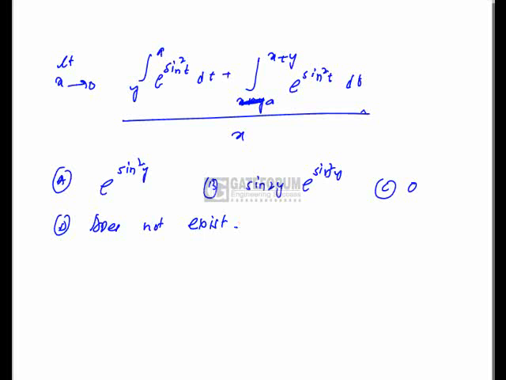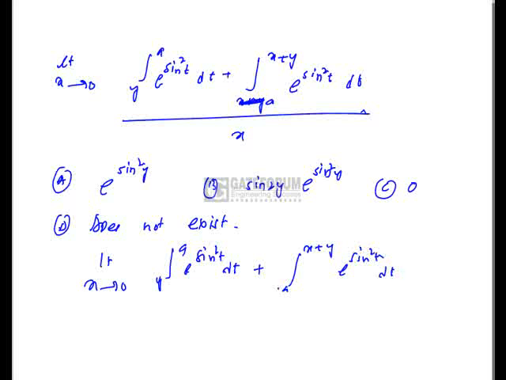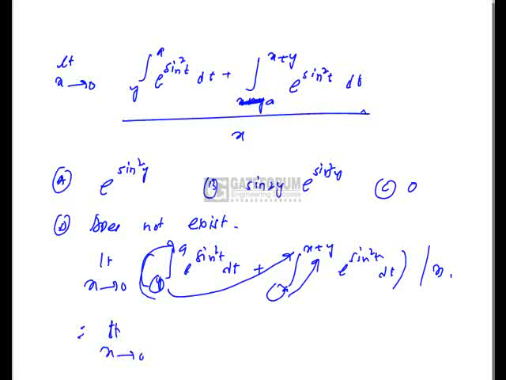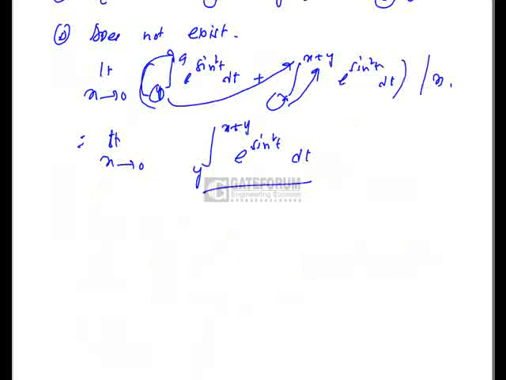In this problem, we have to find the limit of the integral from y to a of e power sin square t dt plus the integral from a to x plus y of e power sin square t dt, divided by x. Now as the limits are from y to a and a to x plus y, I can write it as y to x plus y. So this can be written as the limit as x tends to 0 of the integral from y to x plus y of e power sin square t dt, divided by x.